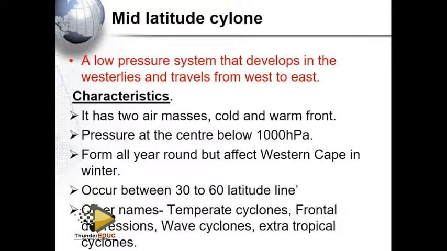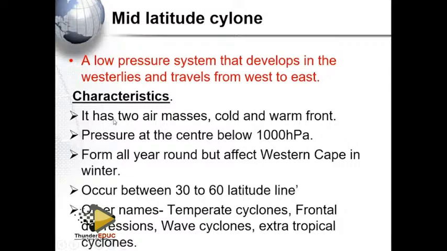Please, learners, understand that the characteristics clearly tell us whether this is a tropical cyclone or a mid-latitude cyclone, and so on and so forth. Therefore, since we are looking at a mid-latitude cyclone, what happens here? It has two air masses, that is cold and warm. These air masses result in the development of different fronts.